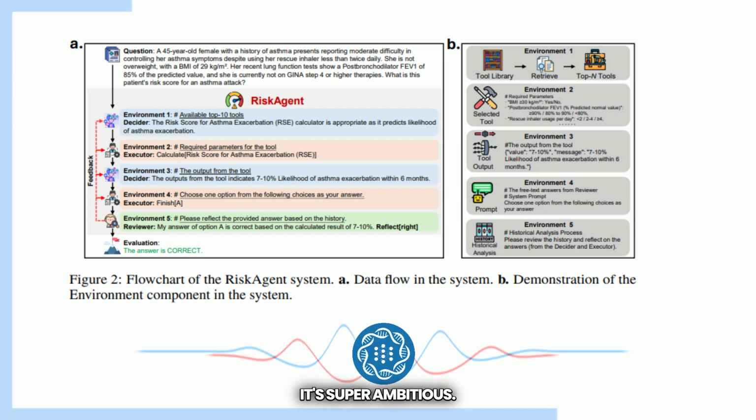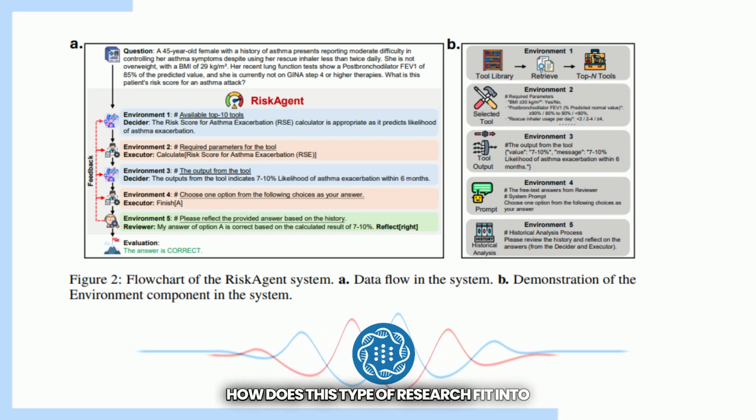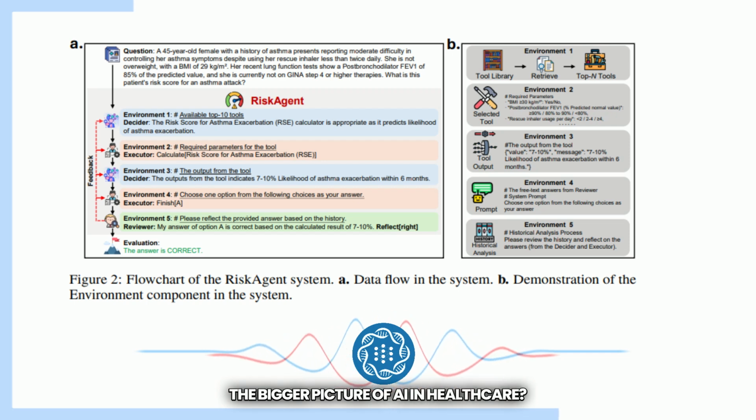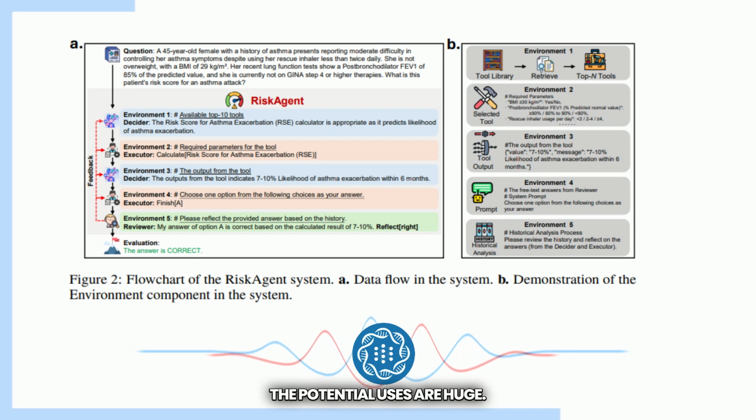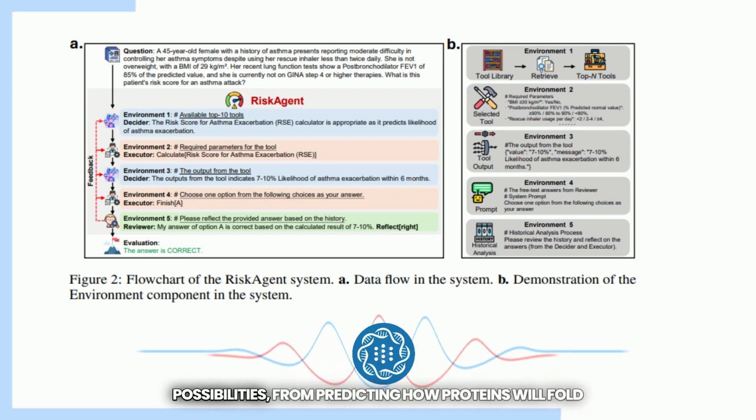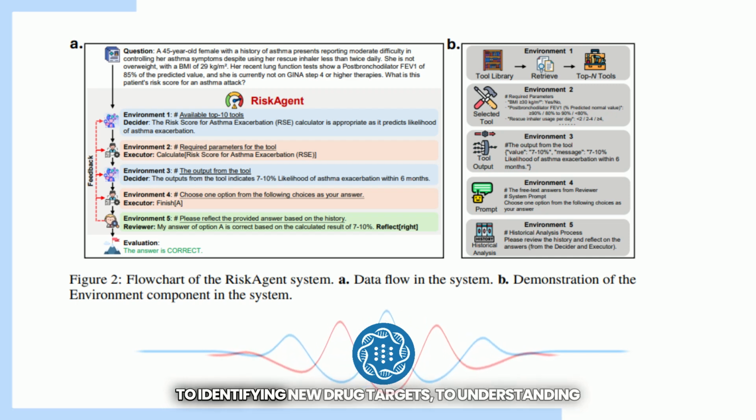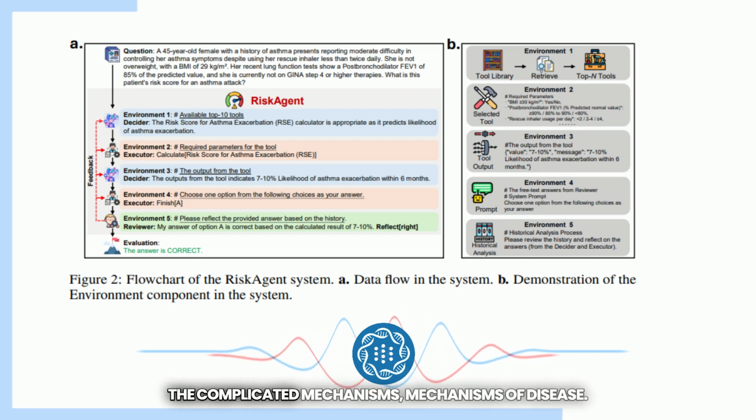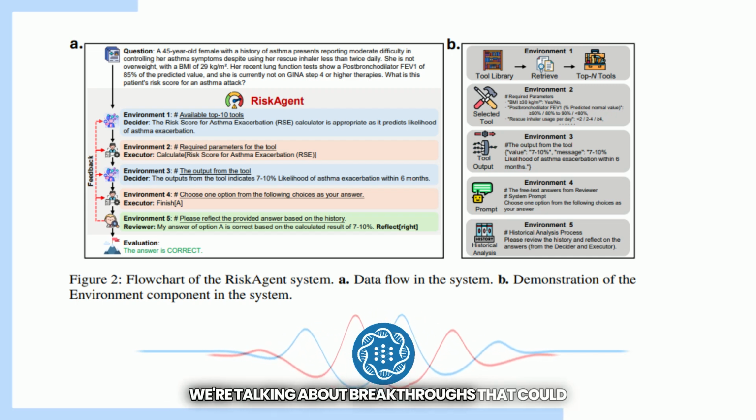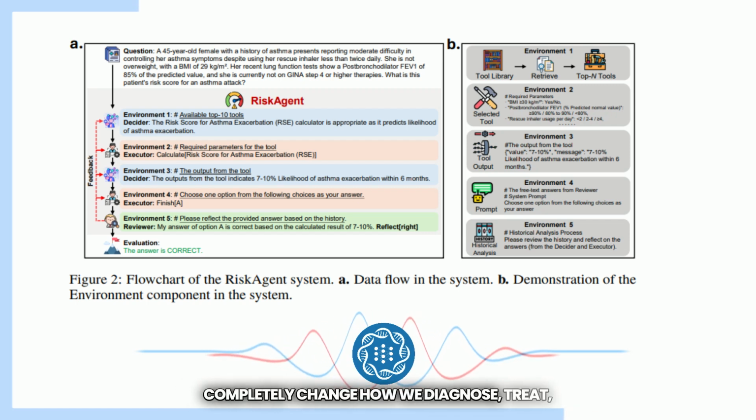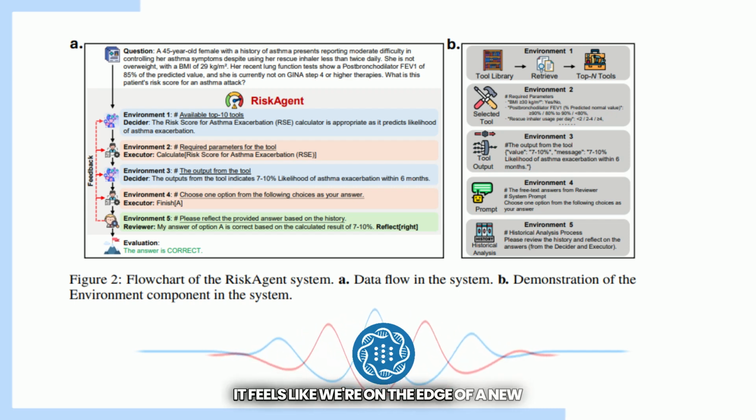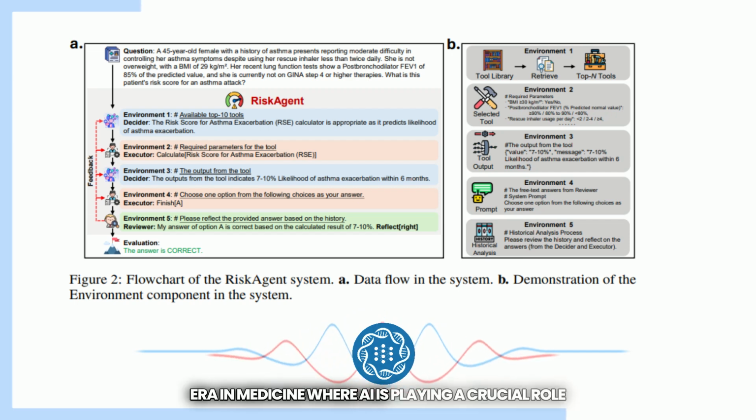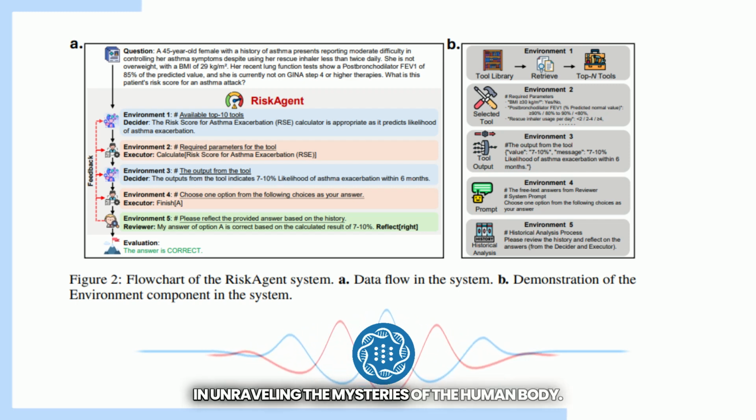It's super ambitious. How does this type of research fit into the bigger picture of AI in healthcare? What are some real-world applications of this? The potential uses are huge. This paper highlights a bunch of exciting possibilities, from predicting how proteins will fold to identifying new drug targets to understanding the complicated mechanisms of disease. We're talking about breakthroughs that could completely change how we diagnose, treat, and even prevent diseases. That's incredible. It feels like we're on the edge of a new era in medicine, where AI is playing a crucial role in unraveling the mysteries of the human body.